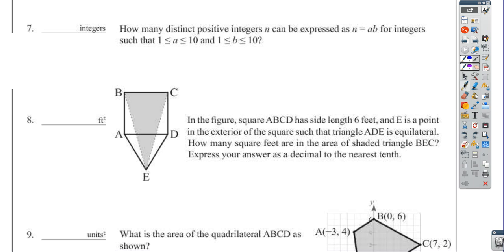Okay, so for number 8, we need to find the area of the shaded triangle B, E, C. And so to find that, we need to find the height of this triangle. And from that, we need to realize that all of the side lengths are 6. We know this length right here is 6, so we need to find this length to get the height. Since this is half of this total side length, it's going to be 3 right here.